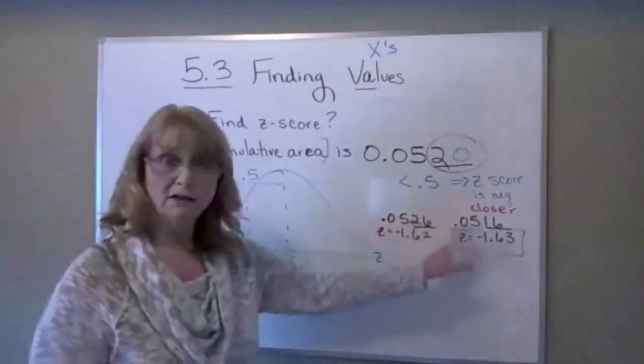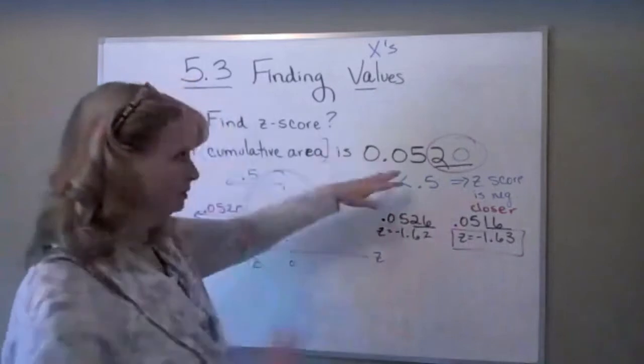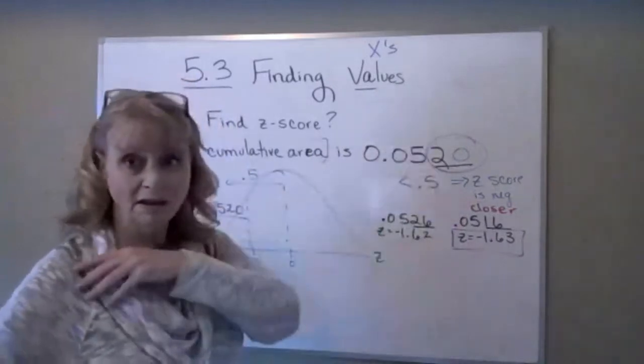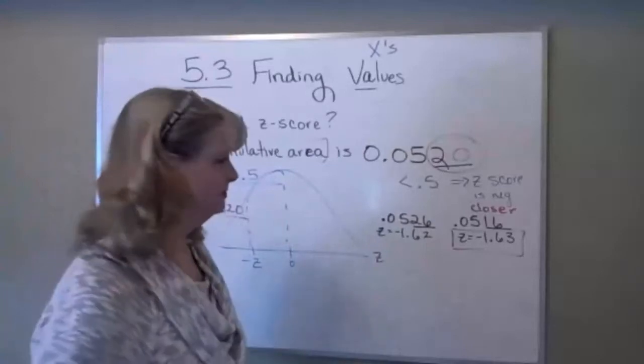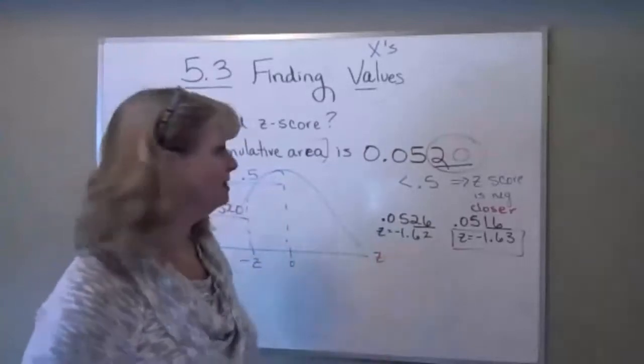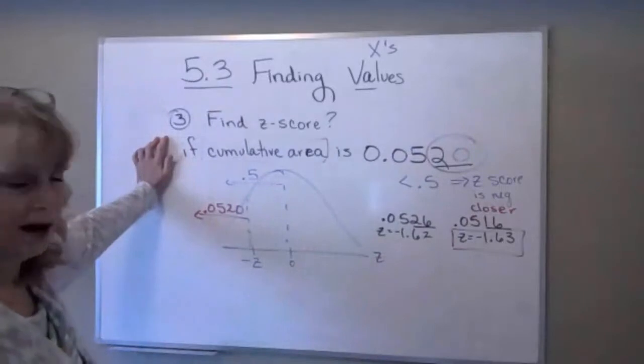You should always write the two down and make sure that the number you're looking for is between them so that you know for sure that you're looking at the right things. I'm going to give you a minute to try that one. That one was number 3 on mine.